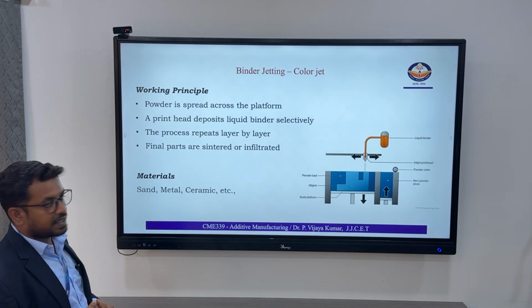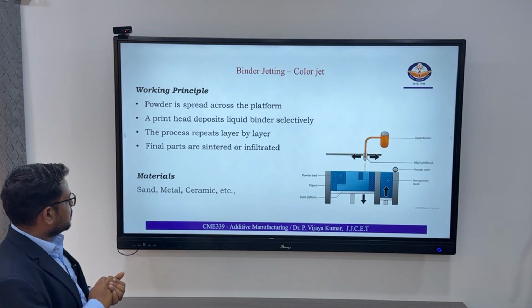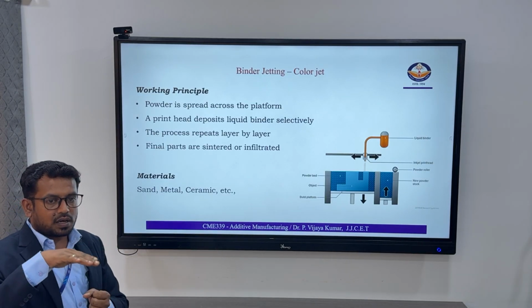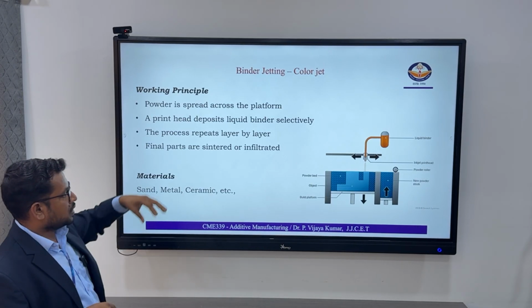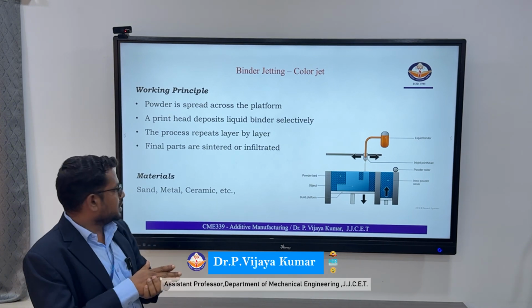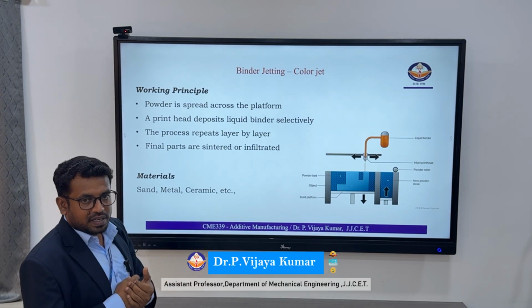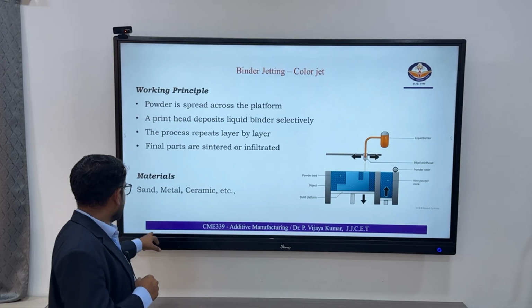And the next one is binder jetting. For this binder jetting, you use a color jet. Color jet means the same powder particles are formed layer by layer in that process. Afterwards, the binder jet is focused on that layer. Finally, to solidify the condition, afterwards we can get a proper metallic product. Here also sand, metal and ceramic materials are used for this binder jetting technology.